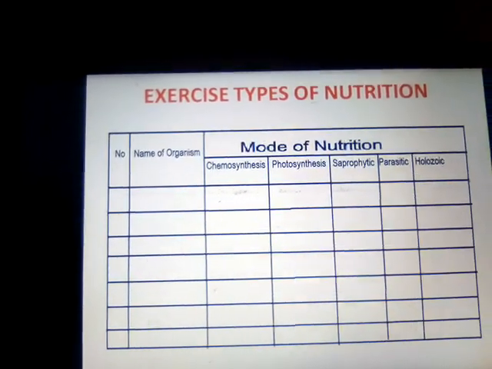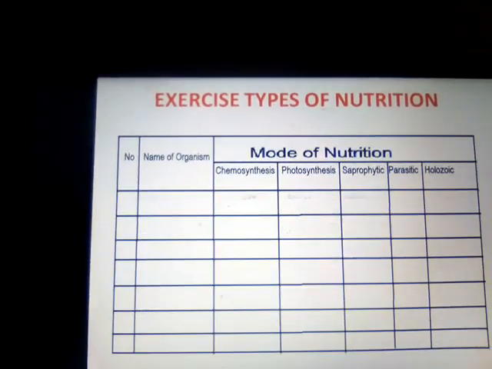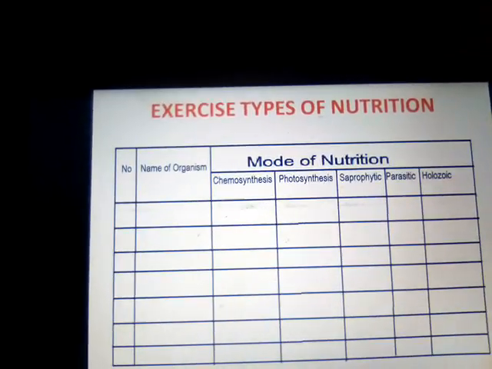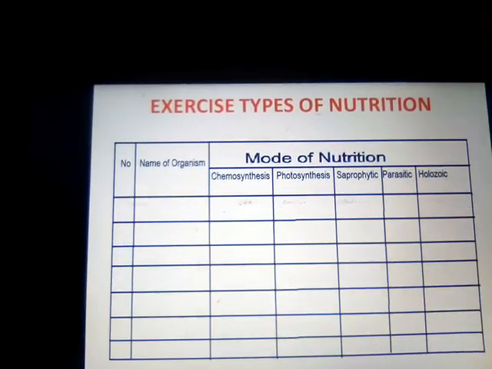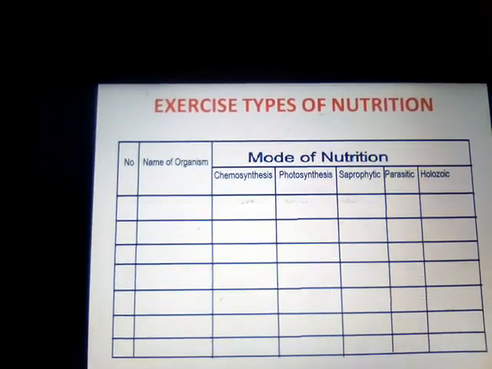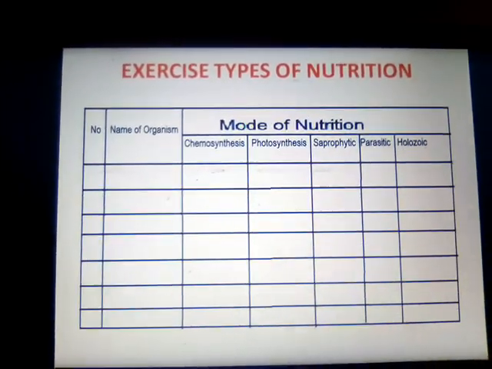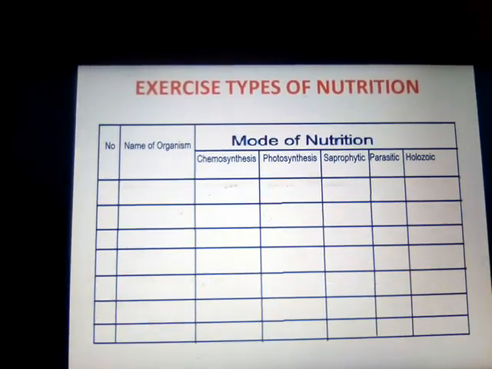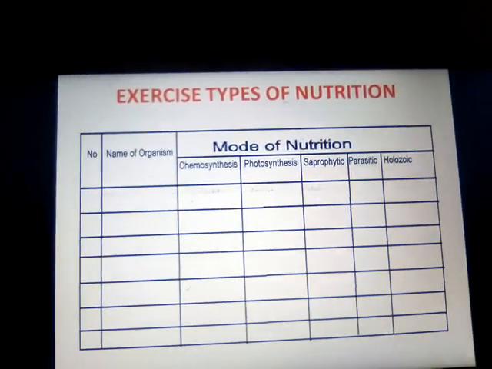So for each organism, put the number, the name of the organism, and place a tick either under chemosynthesis, photosynthesis, saprophytic, parasitic, or holozoic nutrition, depending on the kind of nutrition carried out by the organism. These are the various organisms.